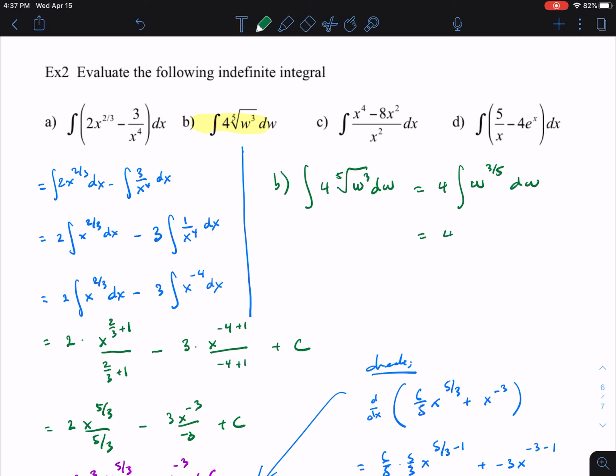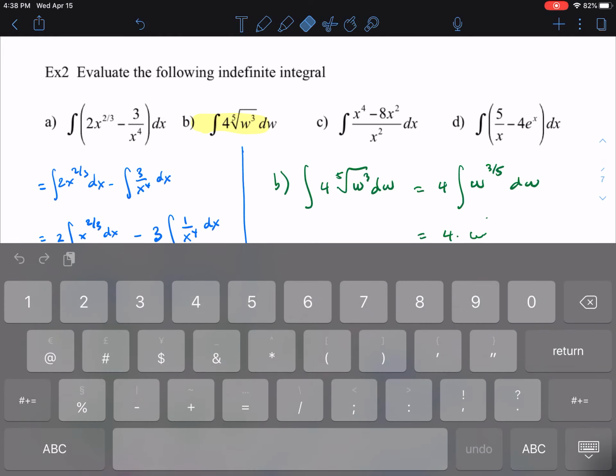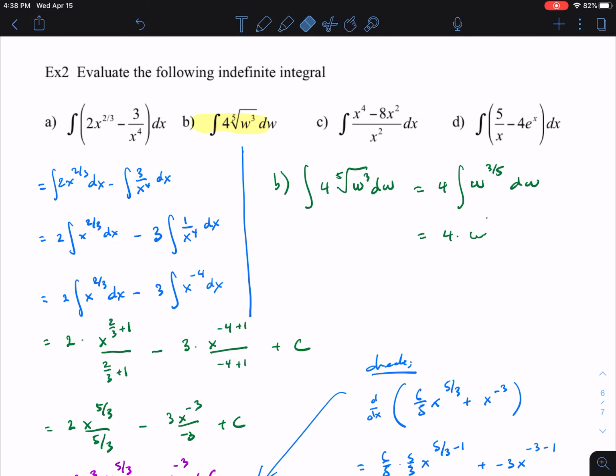Now let's apply the antiderivative rule for the w to the 3/5. So take that power and add 1, and then divide by that new power. It's going to be plus C.